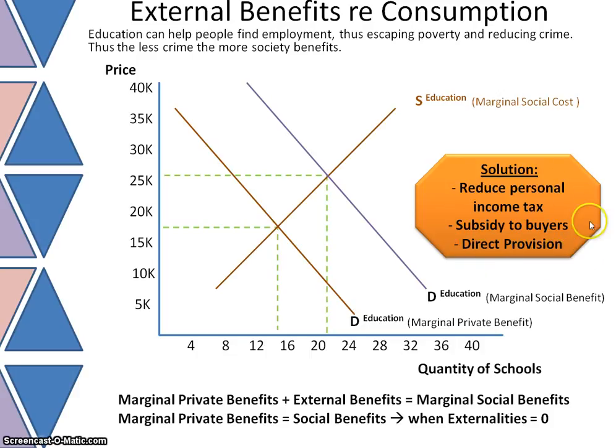So these are three probable solutions that can allow for a positive externality to be internalized. That is, to cause society to operate on the marginal social benefit curve, which is the demand curve to the right, as opposed to operating on the marginal private benefit curve. So this is possible via a reduction in personal income tax, subsidies being provided to buyers, and direct provision, meaning whatever good provides a positive external benefit, the government can step in and begin to provide that commodity.